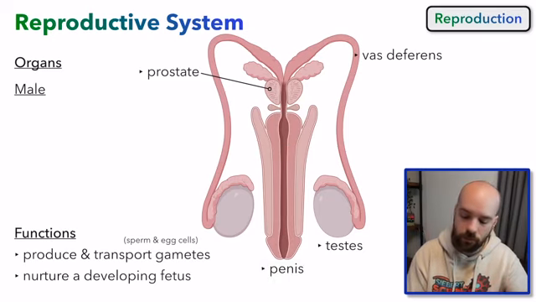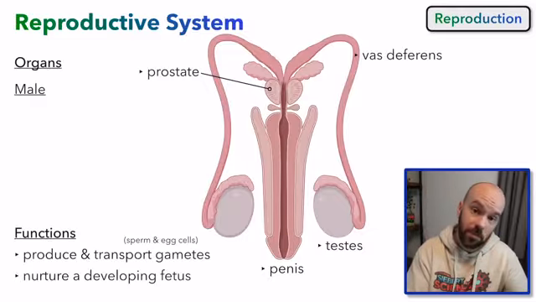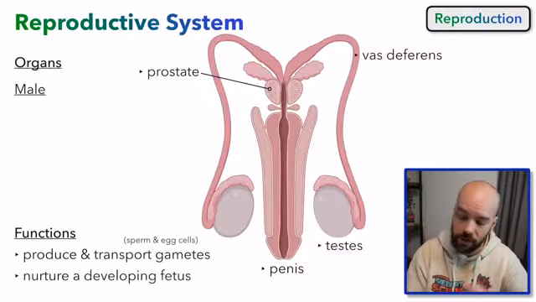Urine and semen both travel through the shaft of the penis right there to the outside of the body. And of course, the testes right there, I said those are the main reproductive organ because they're producing the sperm. Everything else is really just there in order to transmit that sperm outside of the body to do fertilization and all that kind of stuff.